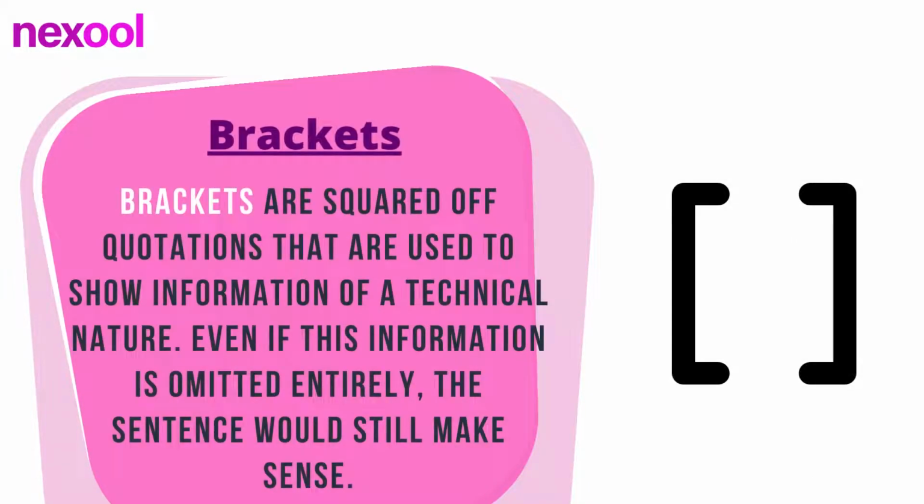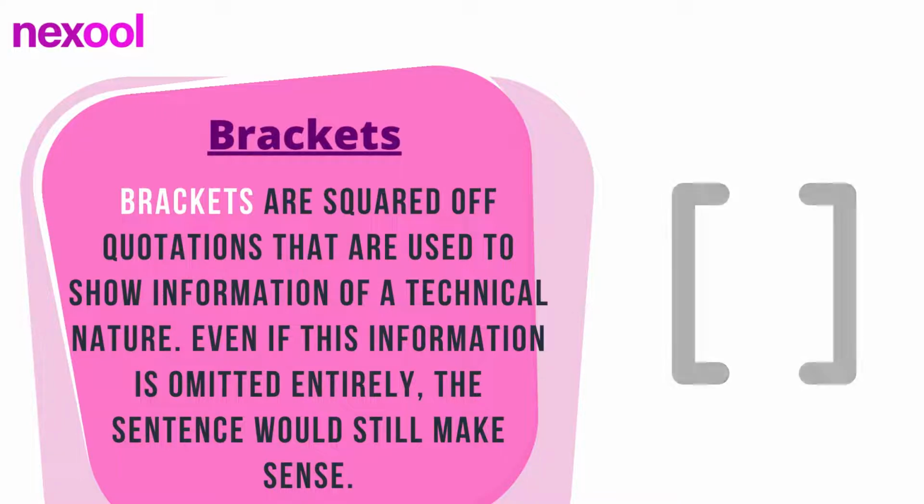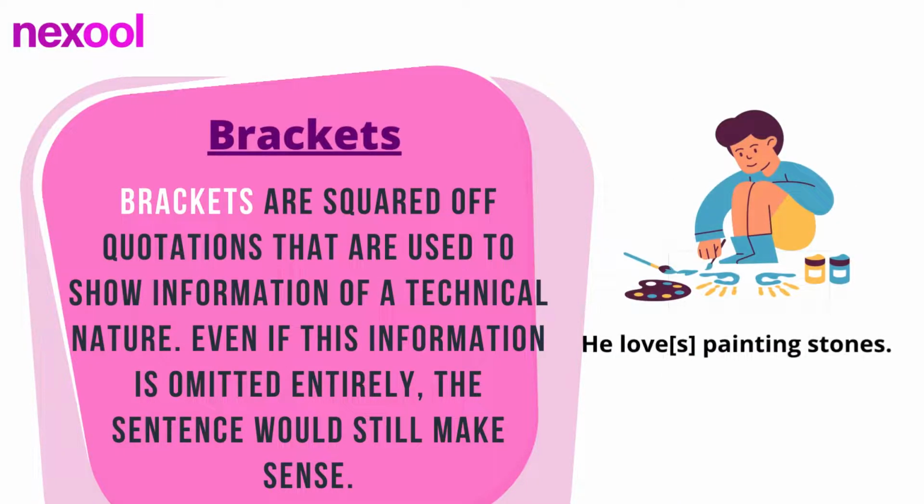Third, brackets. Brackets are squared-off quotations that are used to show information of a technical nature. Even if this information is omitted entirely, the sentence would still make sense. For example, he loves painting [stones].